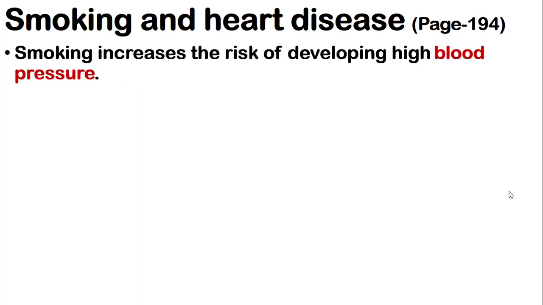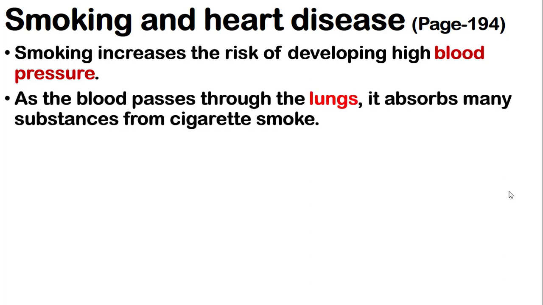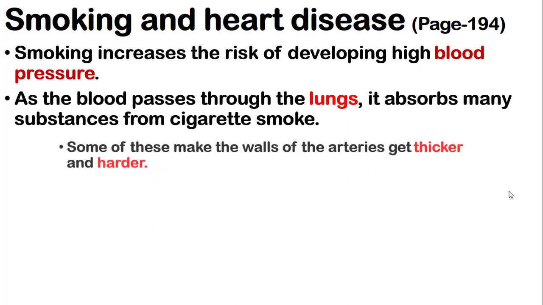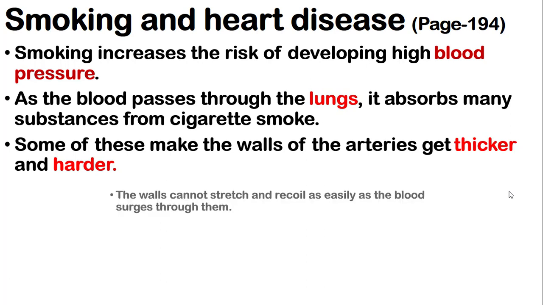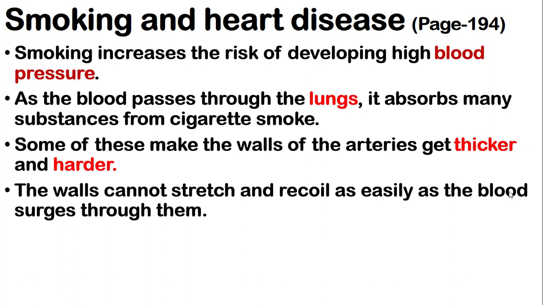Smoking and heart diseases. Smoking increases the risk of developing high blood pressure. Number 2, as the blood passes through the lungs, it absorbs many substances from cigarette smoke. Okay, for example, the carbon particles or other particulates. Some of these make the walls of the arteries get thicker and harder. The wall cannot stretch and recoil as easily as the blood surges through them. Okay, for example, if you put your finger upon the artery, you can feel a surge of the blood. Now what happens when somebody smokes? It makes the artery thicker and harder. Okay, and what happens? The wall cannot stretch and recoil as easily as the blood surges through them.